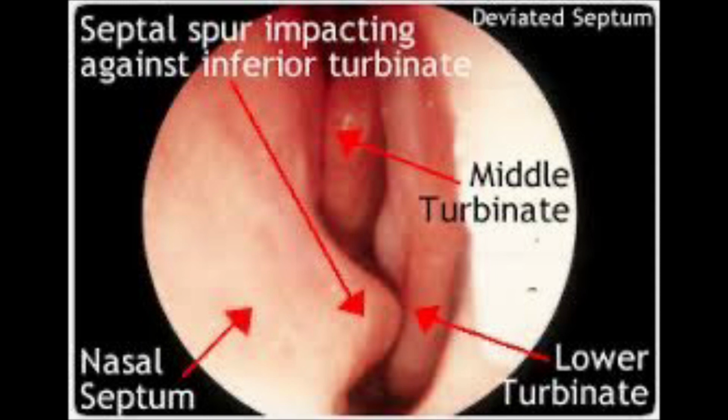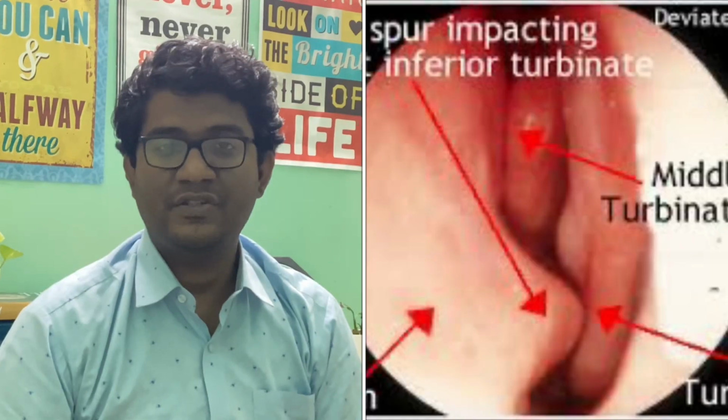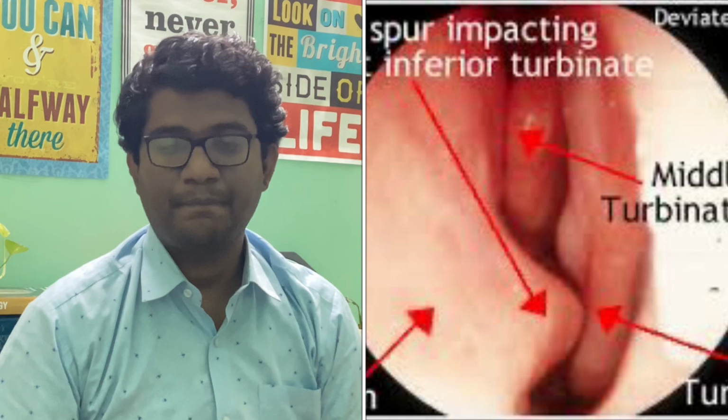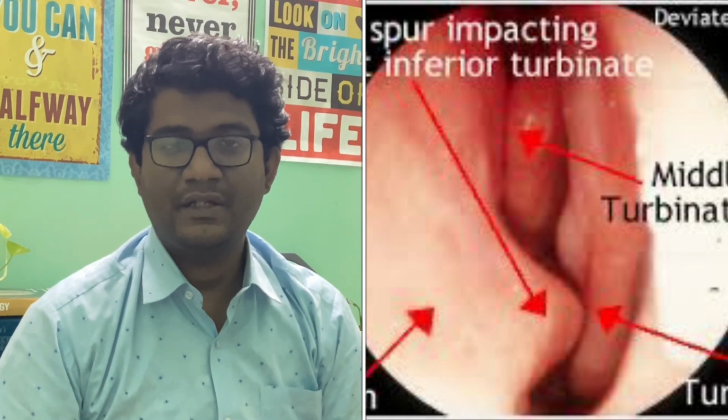This is also known as pressure headache or contact point headache. This is typically seen when the nasal septum has a spur, that is a sharp angulation, and this spur is touching the inferior turbinate. This is known as pressure headache or also known as contact point headache, and this is the possible explanation why patients with deviated nasal septum can have headache.